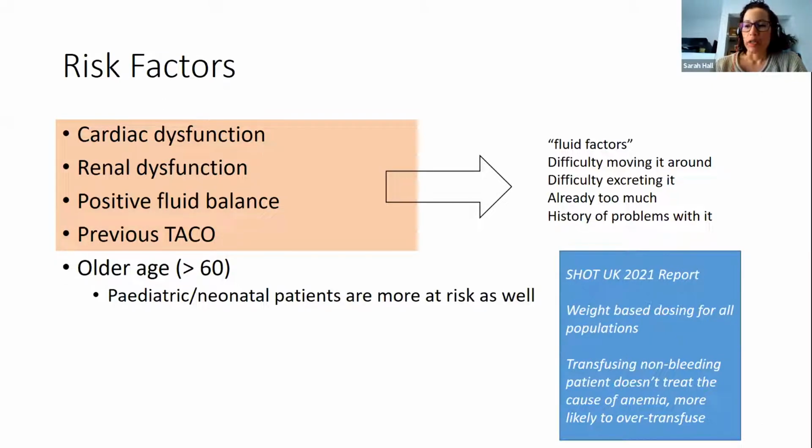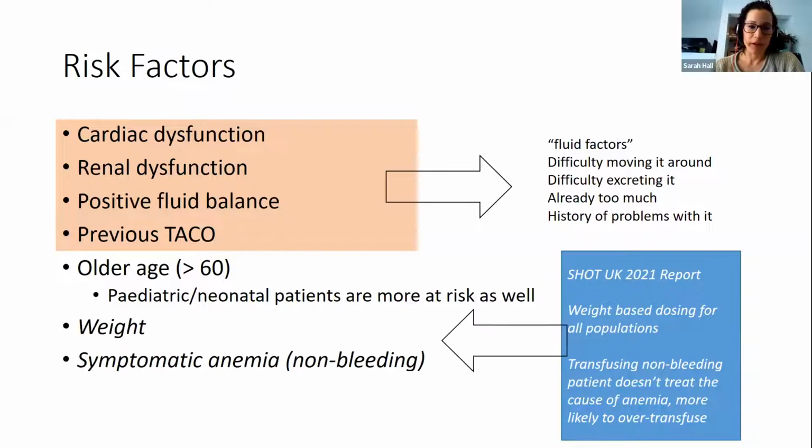And then SHOT UK 2021, that's Serious Hazards of Transfusion. They do a lot of work around transfusion management in the UK, and they came out with some additional risk factors, suggesting weight-based dosing for all populations, because the assumption is if someone is a smaller adult, it's easier to overtransfuse them. And they also suggest that transfusing non-bleeding patients doesn't actually treat the cause of anemia, and they're more likely to overtransfuse in that case as well.